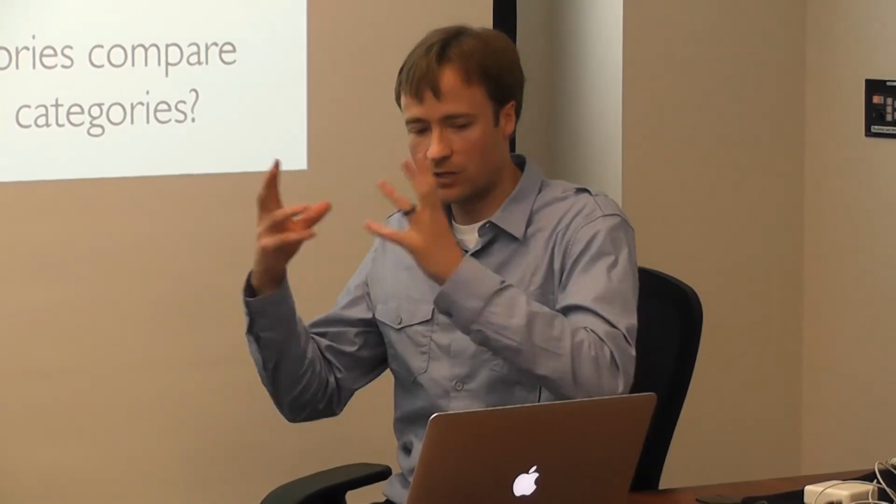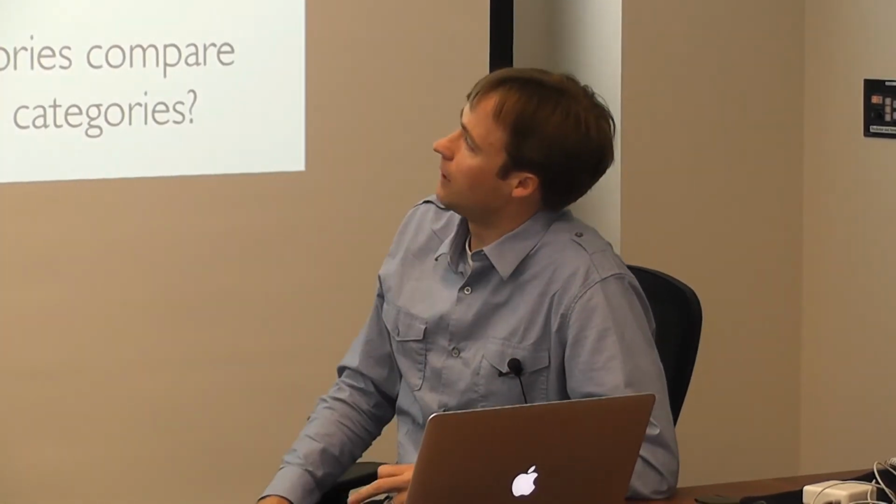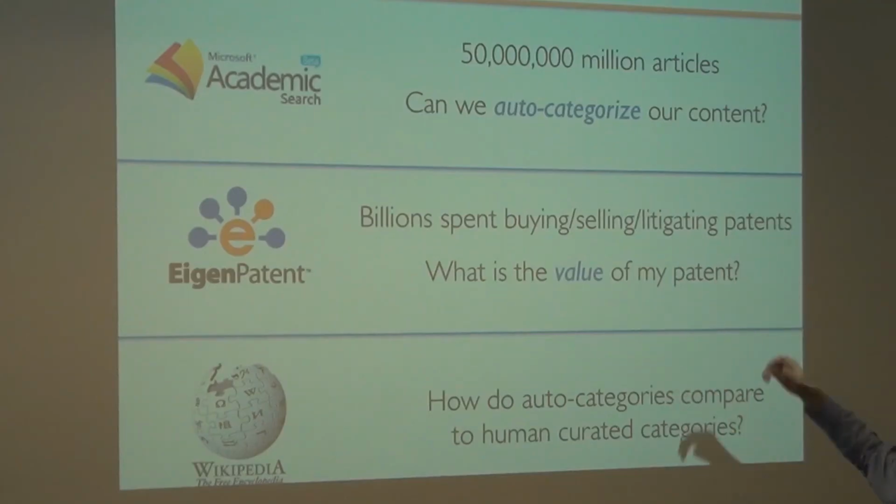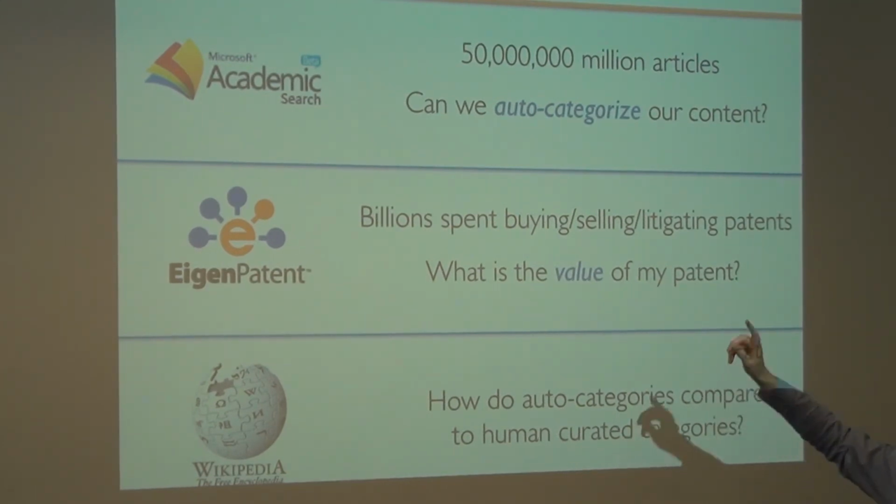This is interesting from a computer science and information science standpoint. This is a way of improving information retrieval. So I've got some grants through Microsoft to see if we can auto-categorize their content. They have a huge problem. They have 50 million articles, and they have a lot of money, but you can't human curate this.